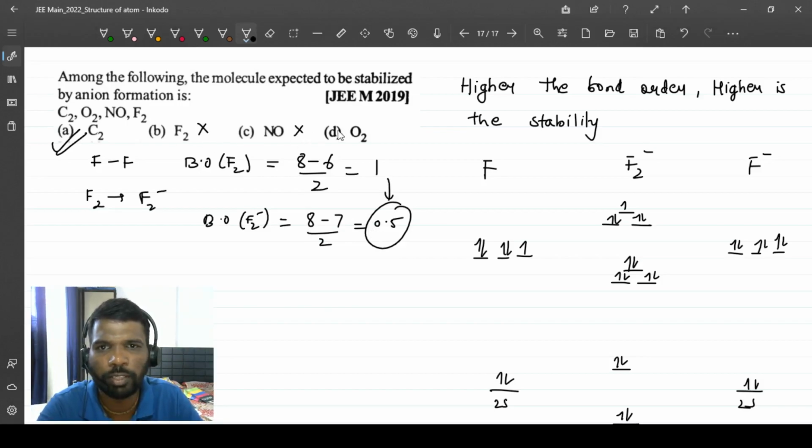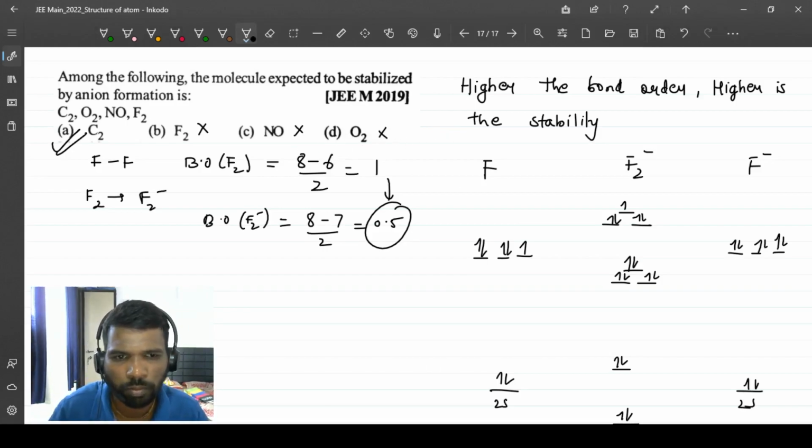You can try for this and also for this, because these are the incorrect options. So option A is correct for this.